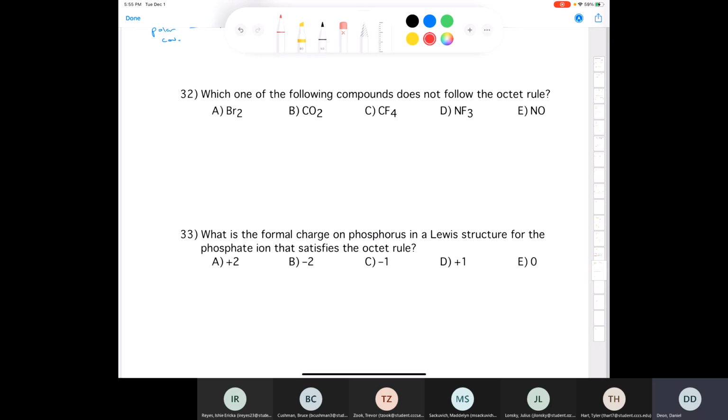Which one of the following compounds does not follow the octet rule? This is just another example of needing to draw some Lewis structures. You can see that in Br2, the bromine molecule, the octet rule is followed. In carbon dioxide, anything that's in the second period has to follow the octet rule, and both carbon and oxygen are in the second period. The same thing follows for carbon tetrafluoride.